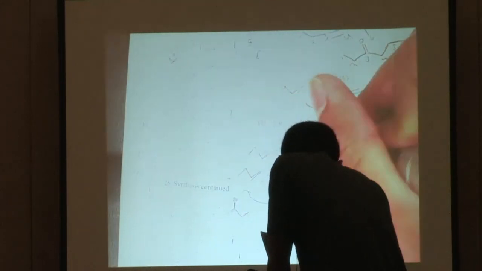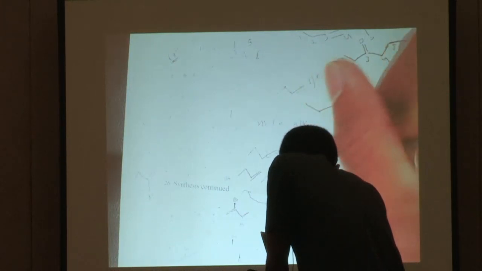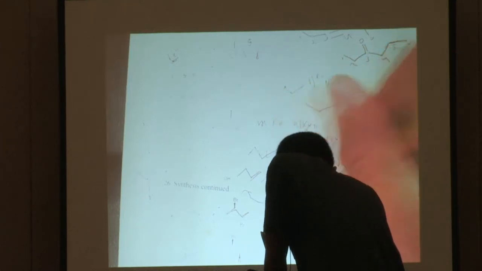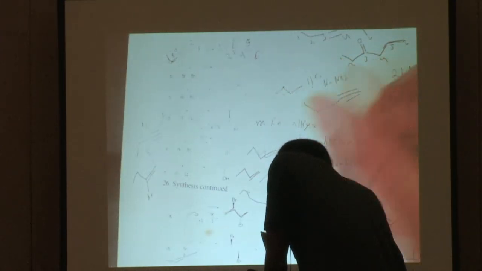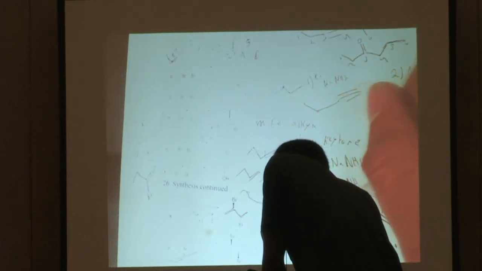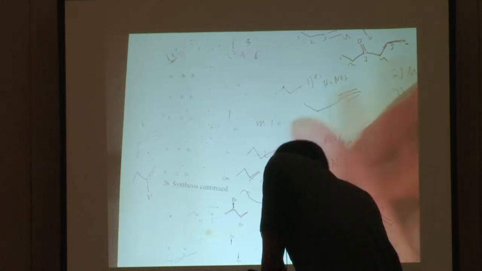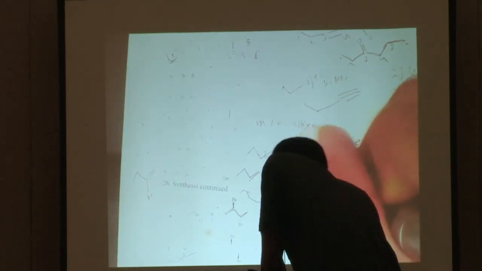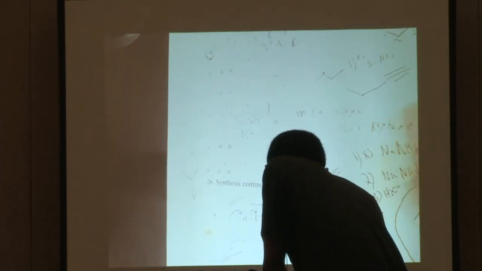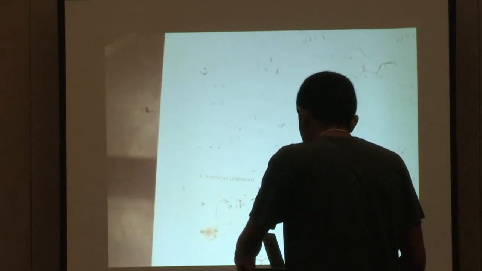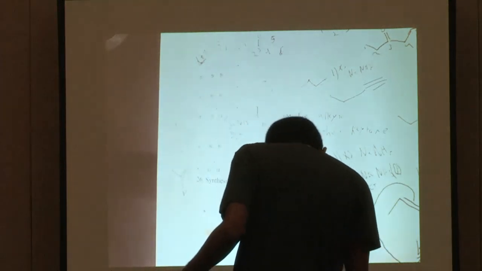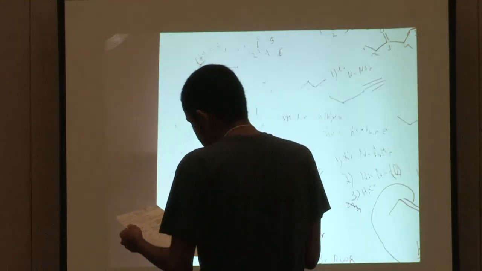All right, so to clarify, first step would be excess NaNH2. Second step was liquid ammonia, NH3(l). Third one is hydronium, H3O plus. Let me just make sure that adds it to the, what do we want, Markovnikov? Yeah, we want Markovnikov. Let me just make sure it's Markovnikov.